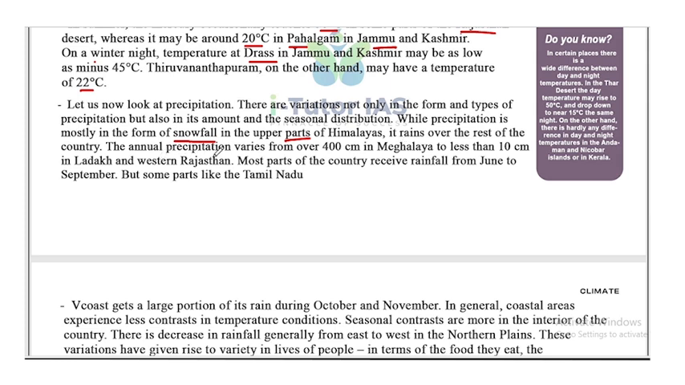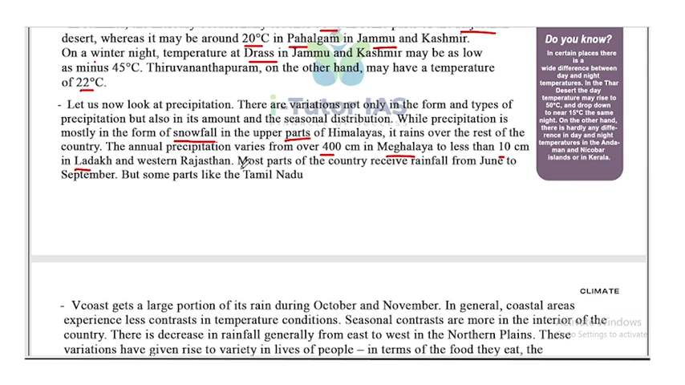The annual precipitation varies from over 400 centimeters in Meghalaya to less than 10 centimeters in Ladakh and western Rajasthan. In Meghalaya it is 400 centimeters, a highly rainy area, but at the same time Ladakh and western Rajasthan experience less than 10 centimeters.